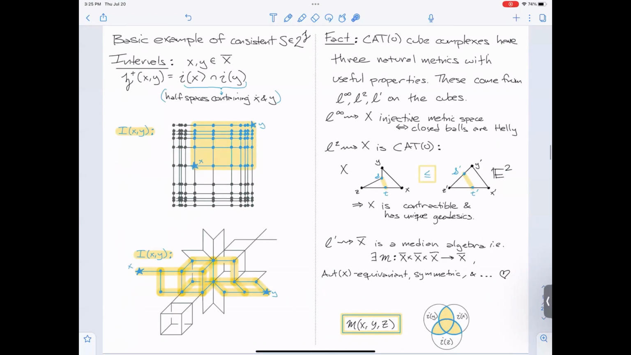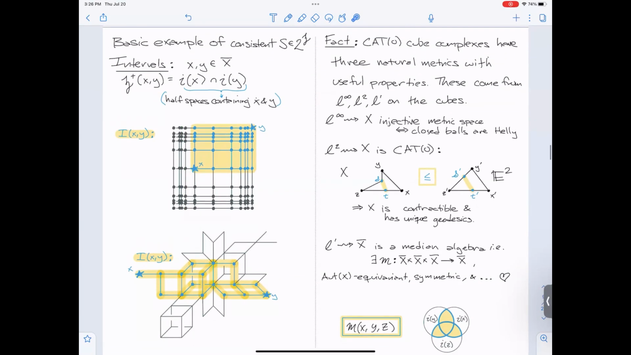Okay. So basic 350. That's the basic examples of consistent sets. Well, I can look at the interval between 2 points, and that's going to be the intersection of the half spaces that contain both of them. So in this infinite interval example, it is itself an infinite interval, but let me not worry about that right now. If these are my 2 points, then everything shaded in here is the interval between them. You can, I think, easily convince yourself that it is the intersection of the half spaces that contain both.